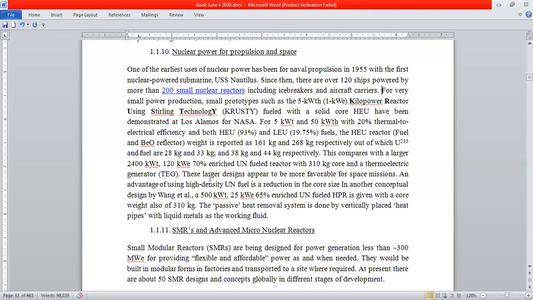Now, there are advantages of using uranium nitride fuel, and you can look at a paper by Wang et al. in Annals of Nuclear Energy. One of the latest papers gives you a design for 500 kilowatt thermal, out of which you can get 25 kilowatt electric with 65% enriched uranium nitride fuel. Now here they use novel concepts for removing the heat. They're using heat pipes.